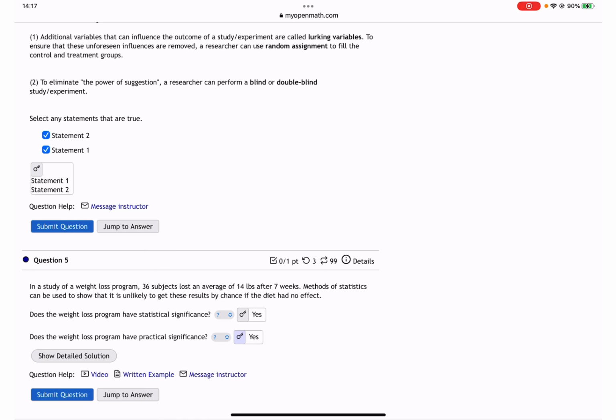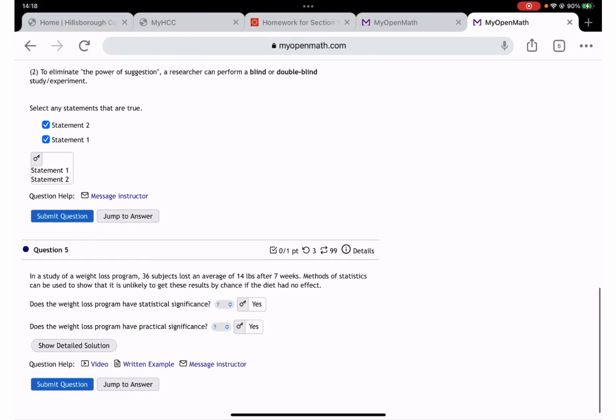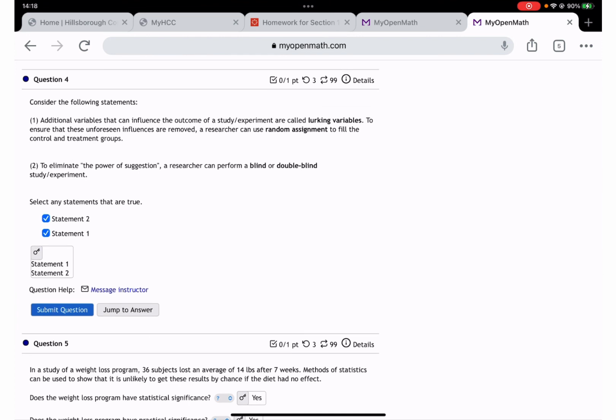To give you a better explanation, I can say that the weight loss program has statistical significance because it is unlikely to get this result by chance, accidentally, if the diet would not give any effect. So that is the thing. All right, this is 1.4. Since we know module 1 has chapters 1, 2, and 3, each chapter will have about 10, 12 questions total. So it's not going to be bad, plus the quizzes.